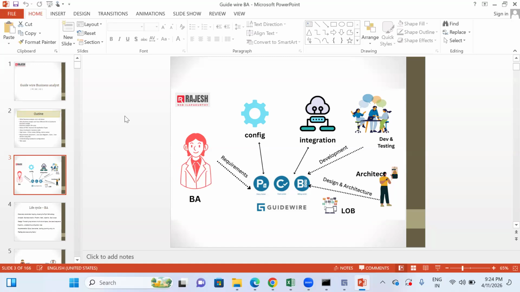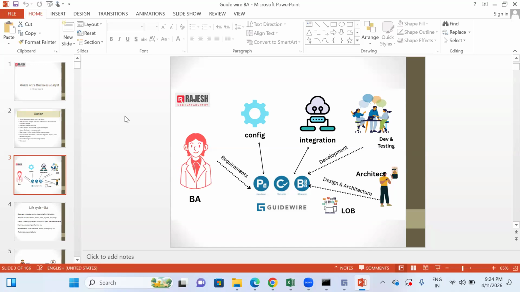So in the process, most of the companies are choosing the Guidewire application, though there are many others. We have the Duck Creek application as well. We have Majesco and many other applications. Apart from that, one of the applications we are using is called Guidewire. Okay, Guidewire is the application we are using.